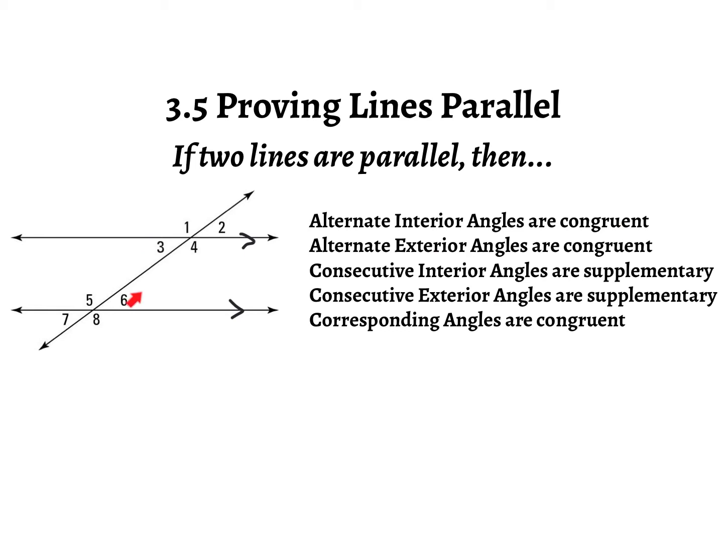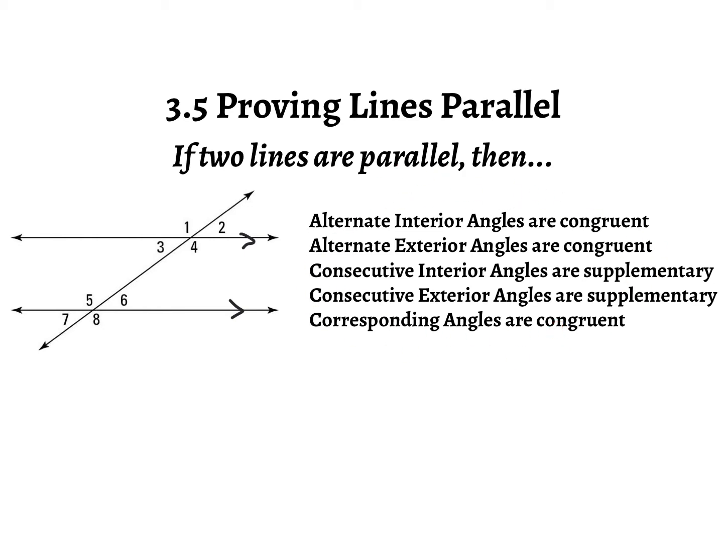3 and 6 must be equal. Alternate exterior angles are congruent. 1 and 8 must be equal. Consecutive interior angles are supplementary. Right? That means that 4 plus 6 adds up to 180. Consecutive exterior, 2 and 8 also add up to 180. And then corresponding angles like 1 and 5 are congruent or are equal. So we started with the premise, if the lines are parallel, then all of these things must be true.